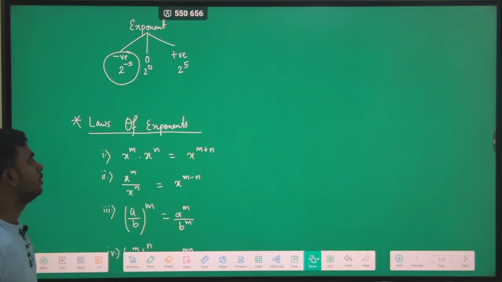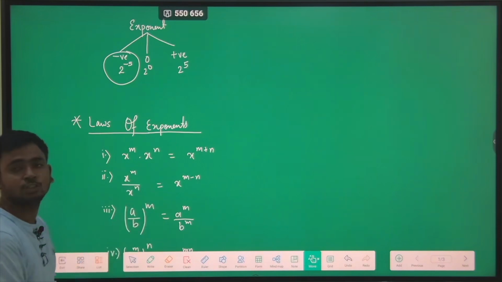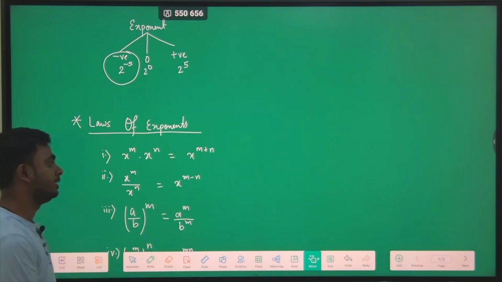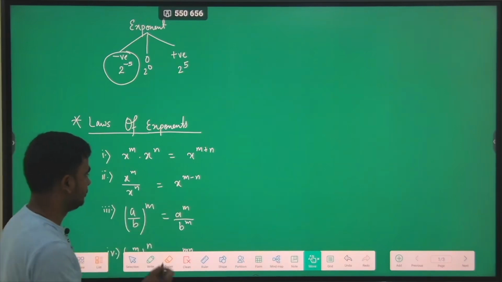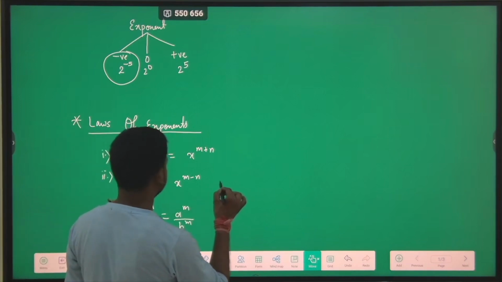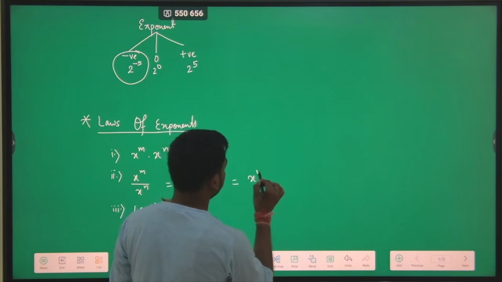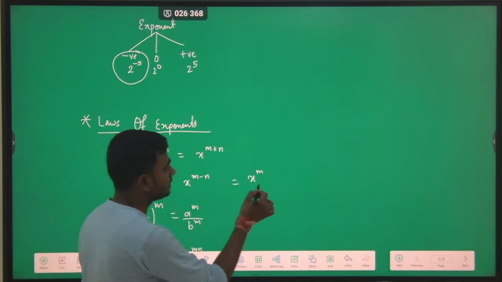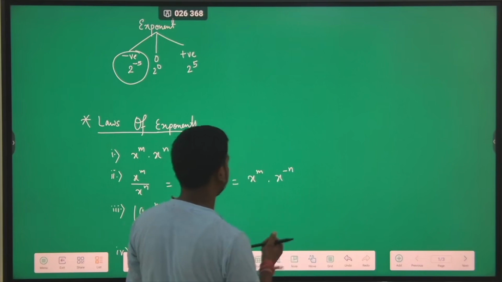For the second law, if x to the power m is divided by x to the power n, then we will get x to the power m minus n. What I am trying to say is this: in x to the power m divided by x to the power n, this x to the power n can be written as x to the power minus n, the negative of that exponent.